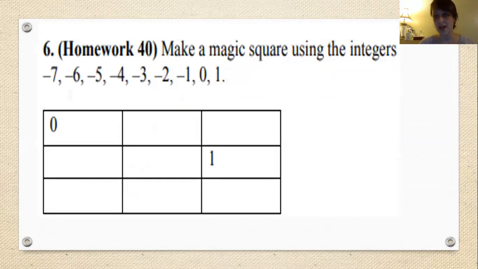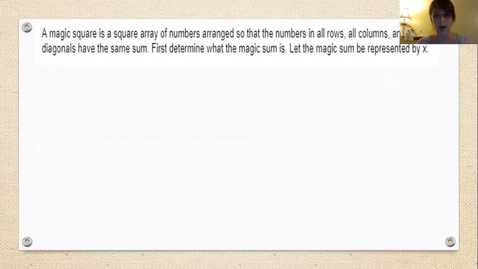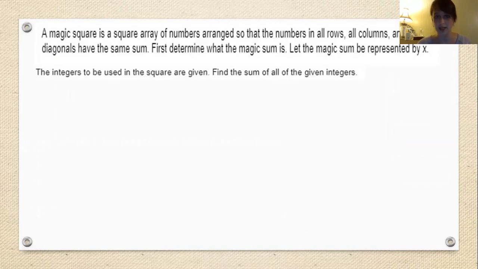And then the magic squares, which are kind of fun. They're kind of like Sudoku puzzles. I always say that the wrong way, but they're kind of like number puzzles. You have to find which numbers are going to go where. And so I made a whole slide of these. You have to first determine what the magic sum is. So you have to use the integers in the square that's given. You have to add them all together, which all of these equal -27.